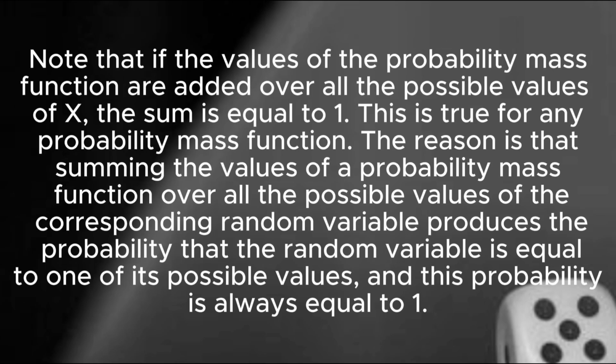Note that if the values of the probability mass function are added over all the possible values of y, the sum is equal to 1. This is true for any probability mass function. The reason is that summing the values of the probability mass function over all the possible values of the corresponding random variable produces the probability that the random variable is equal to one of its possible values, and this probability is always equal to 1.